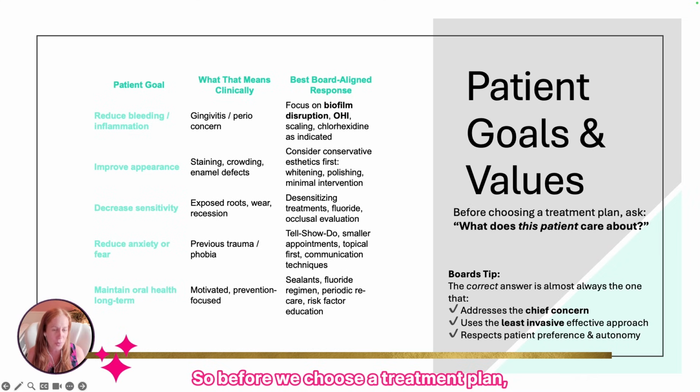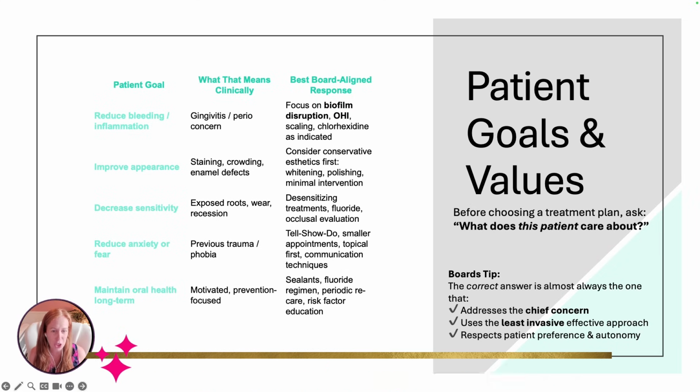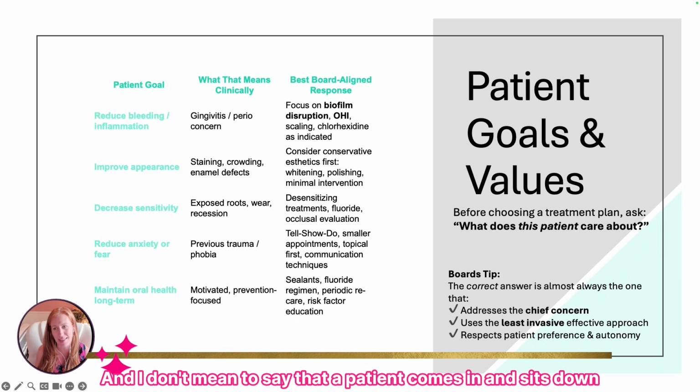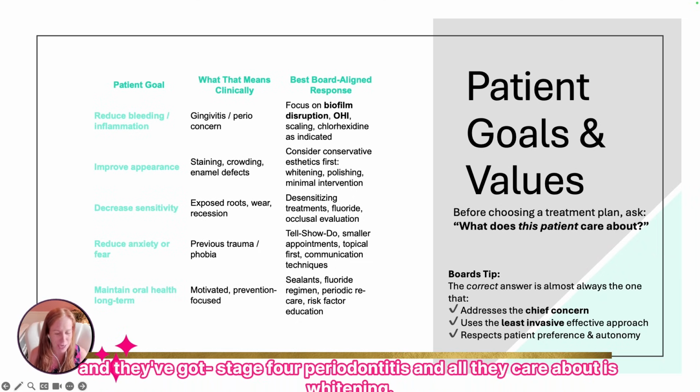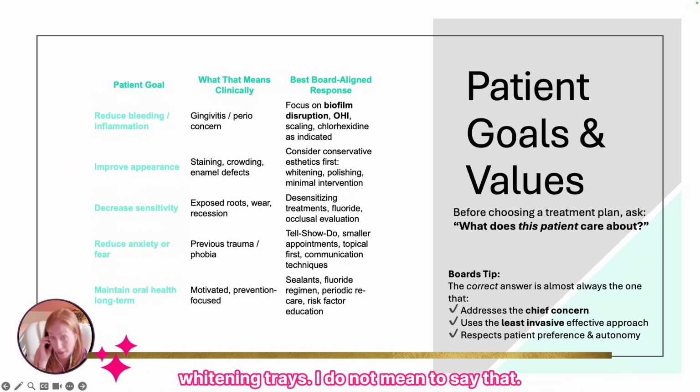So before we choose a treatment plan, we need to ask, what does this patient care about? And I don't mean to say that a patient comes in and sits down and they've got stage 4 periodontitis and all they care about is whitening. So the only treatment plan we're going to put in front of them is whitening trays. I do not mean to say that.